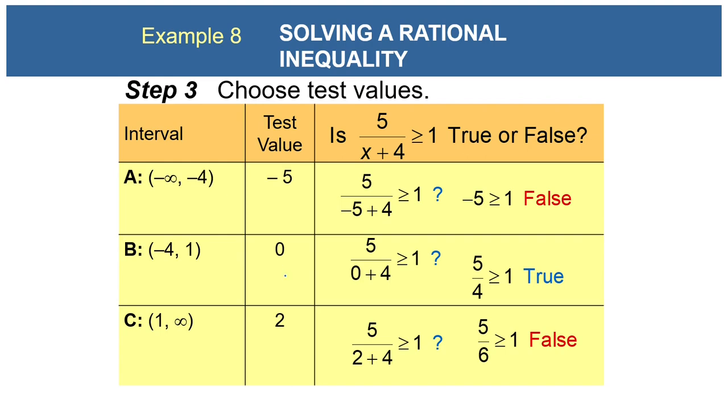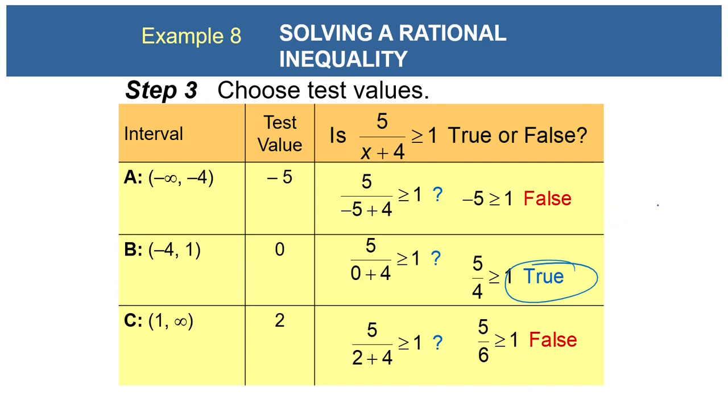So here's my test values. I tested negative 5 into the original equation. 5 divided by negative 5 plus 4. Is that greater than or equal to 1? Well, no, it's not true. Negative 5 is not greater than or equal to 1. That's false. We tested 0 in our original equation, and we found that 5 over 4 was greater than or equal to 1. That's true. Now, if you test 2, you'll realize it was false because 5 over 2 plus 4 is not greater than or equal to 1 because 5 over 6 is not greater than or equal to 1.